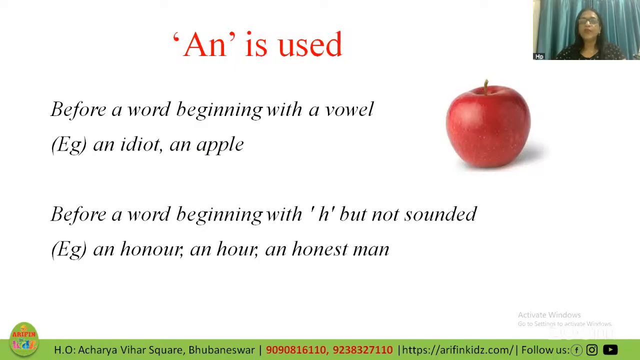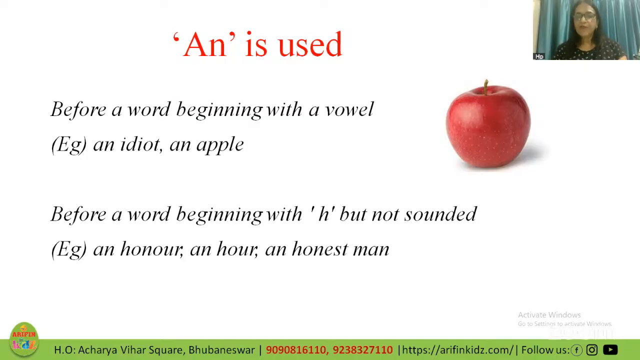Before a word beginning with a vowel, an idiot, an apple. Idiot means foolish, and an apple. You see here, idiot and apple, the vowel sound comes at the beginning. What is the sound of A? Apple, ant, all that, okay?